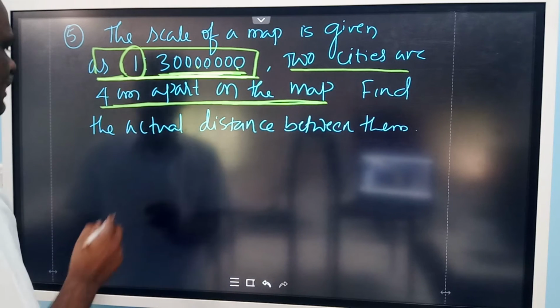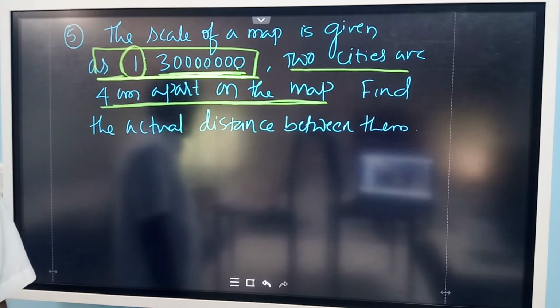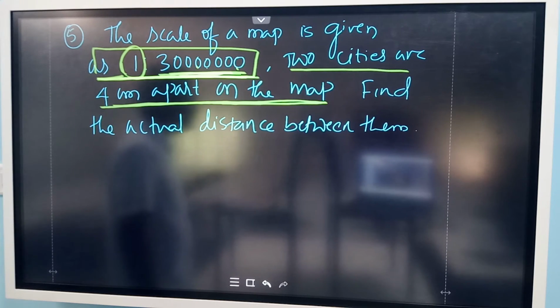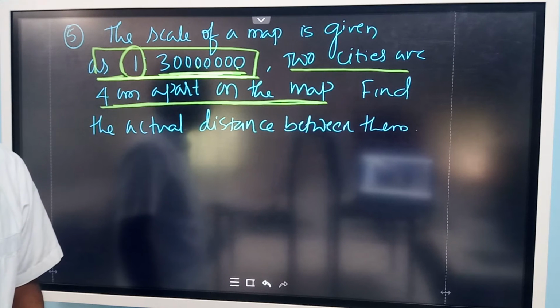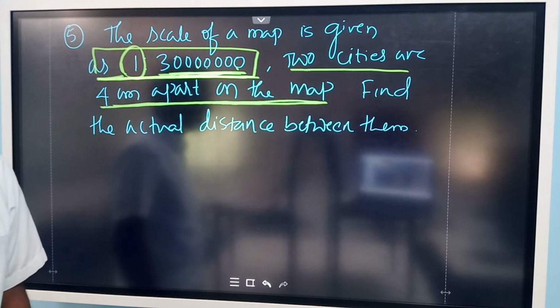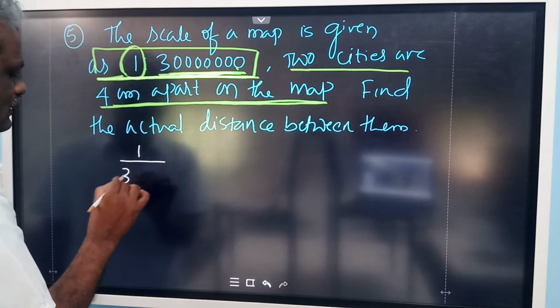So the ratio is given. The ratio here is 1:3 crore. Using this you have to find out. You know that map distance and the original distance are in direct proportion. They are in direct proportion. So the ratio between these two is 1 divided by 3 crore.